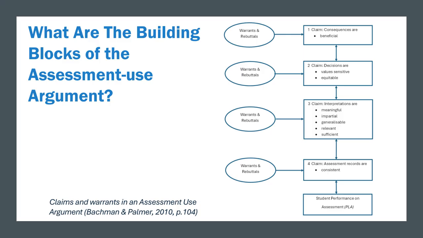So we need to come up with our claims, and beautifully it is looking at four areas. The claims that consequences are beneficial, and that claims are value sensitive and equitable. That's where the discussion about fairness and bias comes into play. Interpretations are meaningful, impartial, generalizable, relevant, sufficient. This is where that initial definition that we talked about, does it assess what it says it is assessing, comes into play. And assessment records are consistent. It's going into the heart of what we called reliability in the old days, and how we are keeping records.